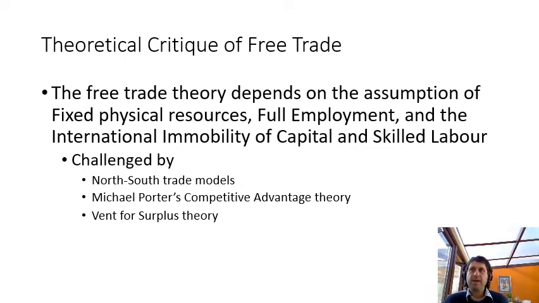What the comparative advantage argument essentially implies is that we should have no trade barriers. We should have completely free-flowing trade, also free-flowing labor, free-flowing physical capital, and so on. But of course, it's challenging to implement this because comparative advantage assumes fixed physical resources, assumes full employment, and assumes that capital and labor are completely mobile across borders and so on.